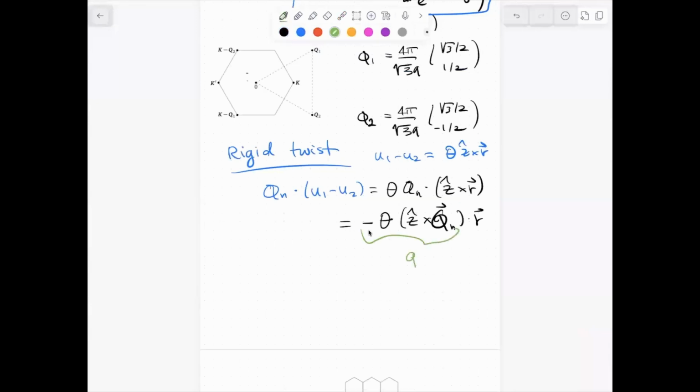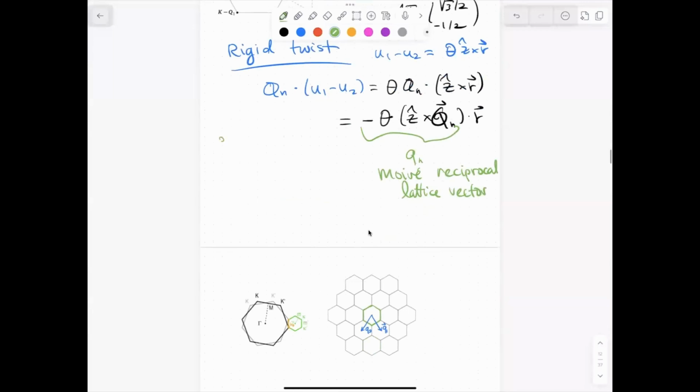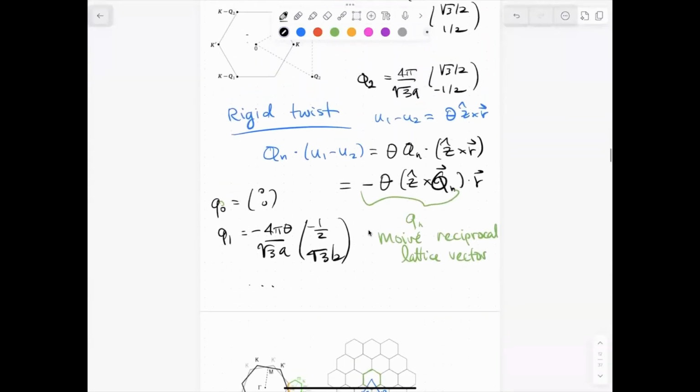So this here is the Moiré reciprocal lattice vector, okay? So essentially we rotate by 90 degrees and multiply by theta. It's really what's happening. And so, again, Q1 and so on. Okay, so let's just write H tunneling, which is then going to be the integral d squared R of psi 1 dagger of R times the sum over n equals 0, 1, 2 of T_n psi 2, plus the Hermitian conjugate.